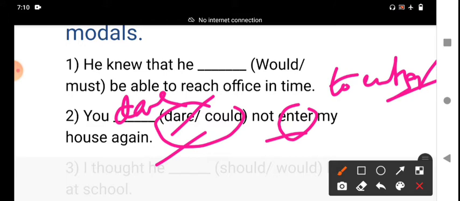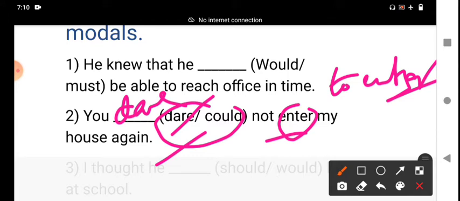A modal verb alone does not function. It is not possible to do the function. It always follows the main verb or principal verb, and then only it gives the full meaning. That is the rule of the modal. It never works as an individual verb.